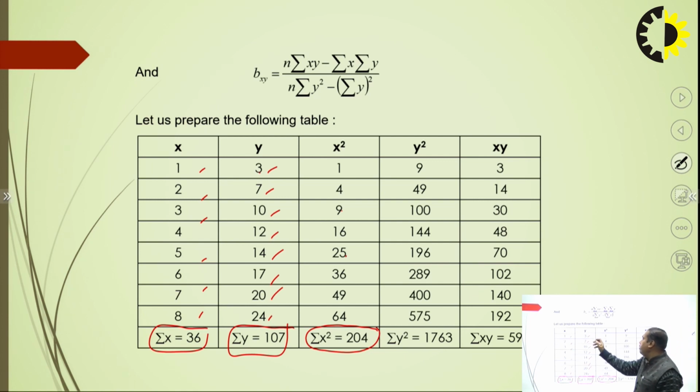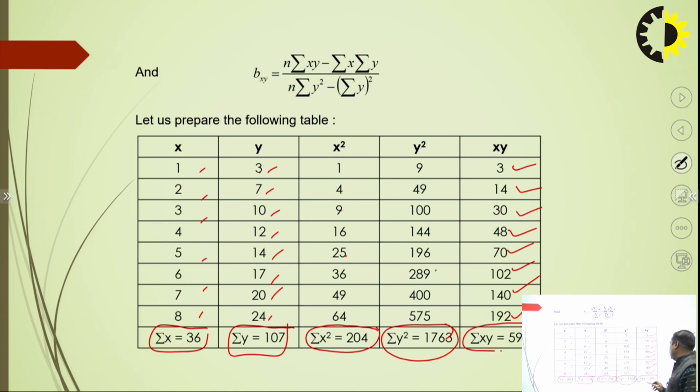Similarly, y square: 3 square is 9, 7 square 49, 10 square 100, 12 square 144, 14 square 196, 17 square 289, 20 square 400, 24 square 576, and summation y square is equal to 1763. And we have to calculate xy. X into y: 1 into 3 is 3, 2 into 7 is 14, 3 into 10 is 30, 4 into 12 is 48, 5 into 14 is 70, 6 into 17 is 102, 7 into 20 is 140, 8 into 24 is 192, and summation xy is equal to 599.